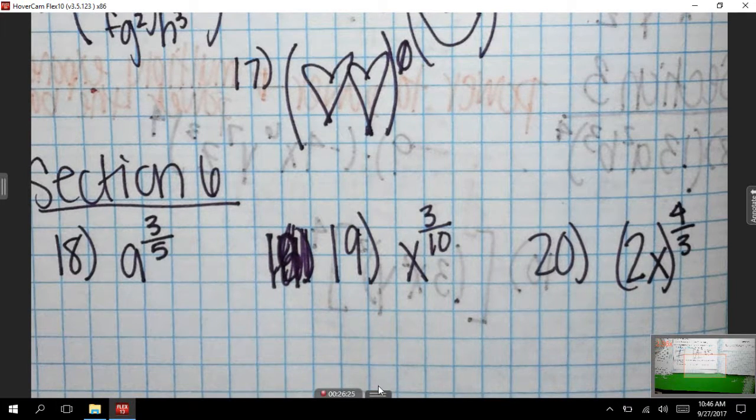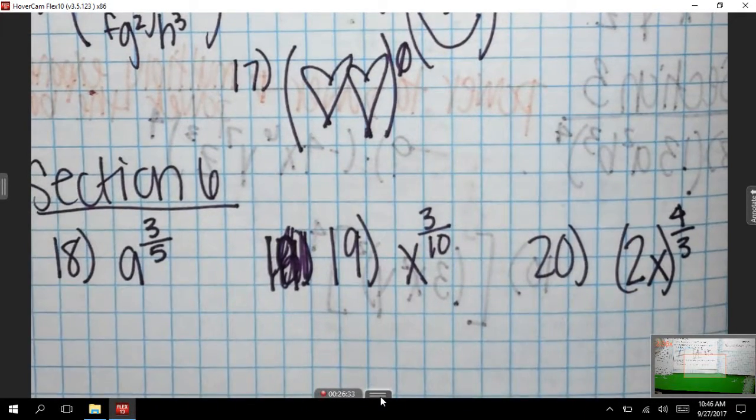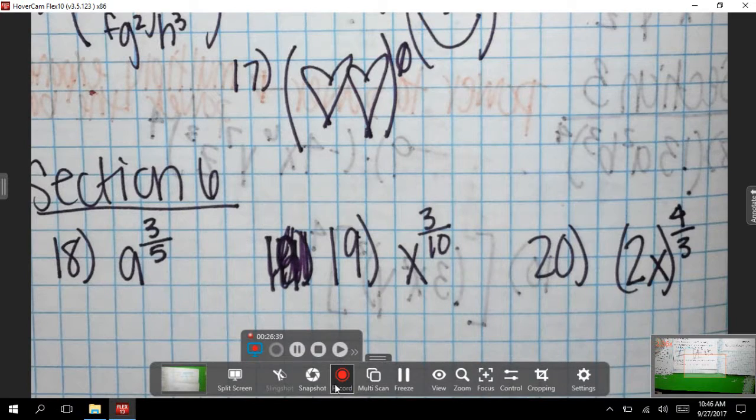Alright, so to get full credit, you need to identify what each section is and what you're doing in each section and work it out. Does everybody understand? Alright, start working.